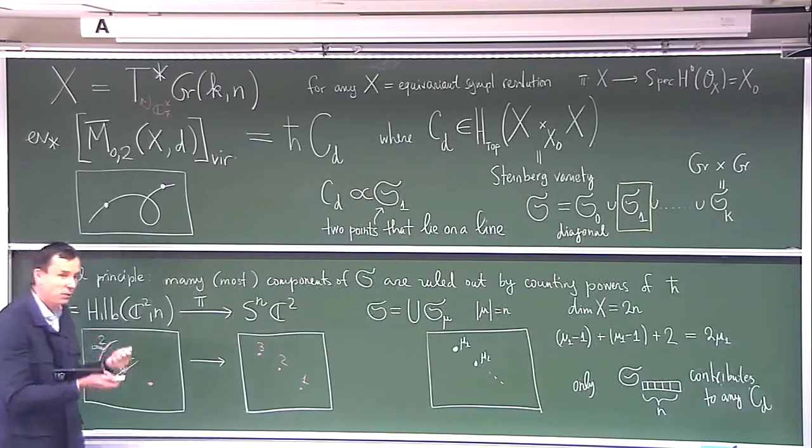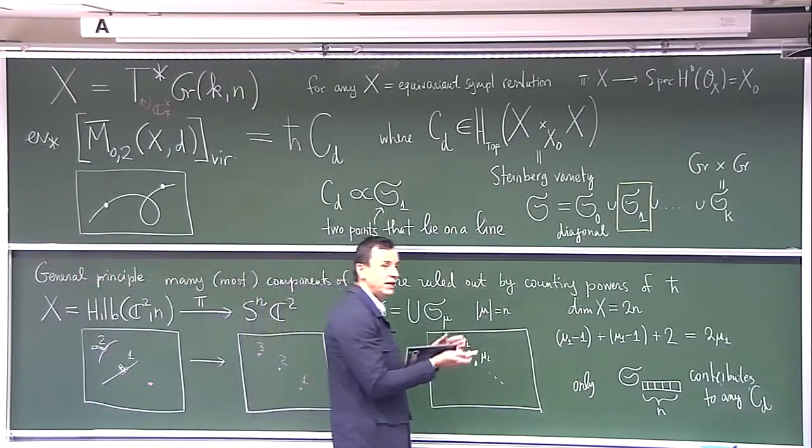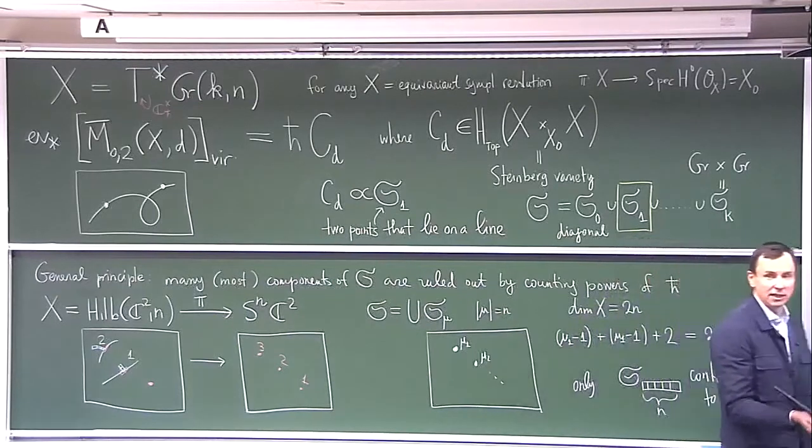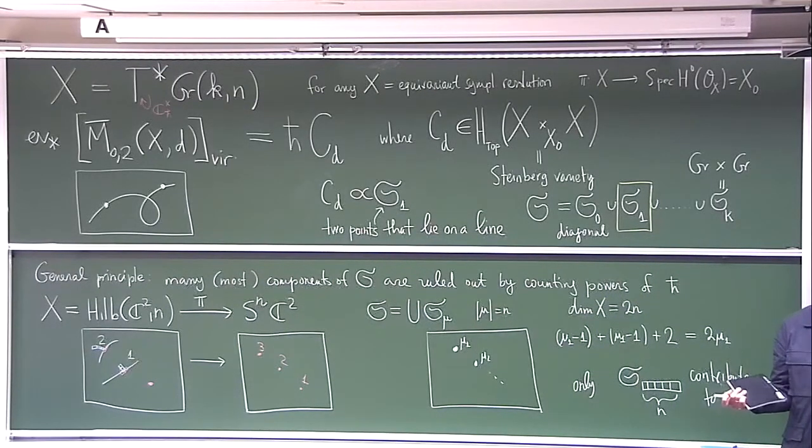And that means each one of them. So if I have a curve in a product of symplectic varieties, and it's non-trivial in each factor, then each factor will contribute to h bar. And so that thing just vanished.